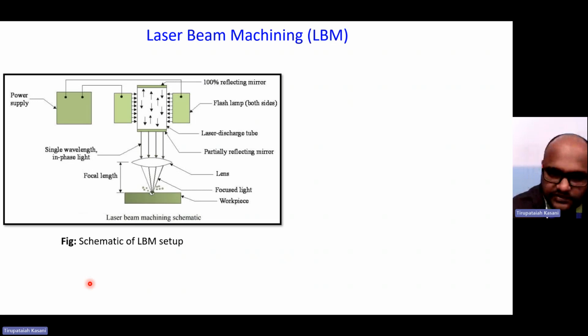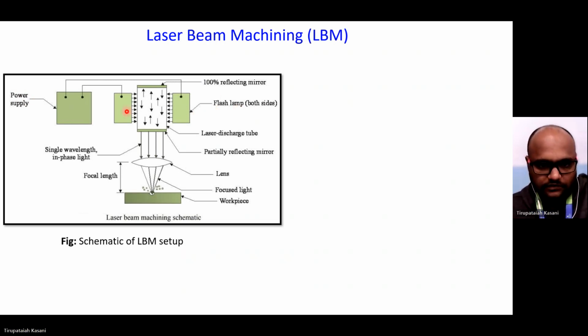See here, this is the schematic of the laser beam machining setup. This is the high power supply, and this is the flash lamp. These two are the flash lamps on both sides. And here is the 100% reflecting mirror and the partially reflecting mirror. Why 100%? Because this is the laser discharge tube, the lasing medium from where the laser is generated.